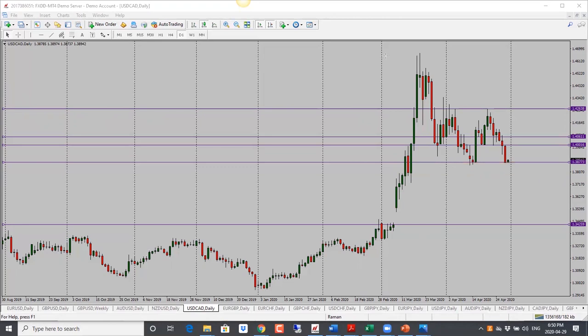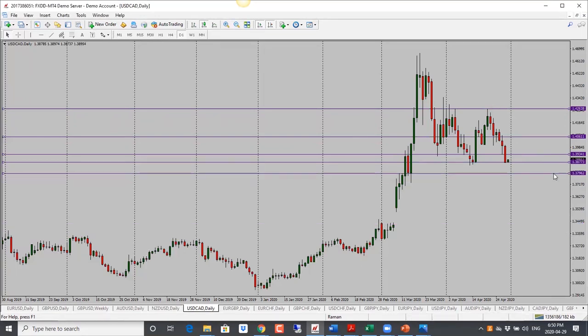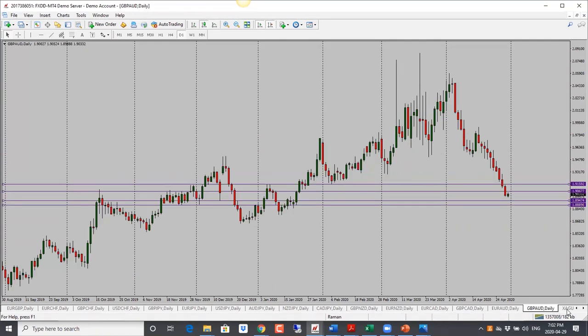But since it is bearish, I would look for a potential pullback into 1.3940 level or 1.3935 level. And if it holds below that, in that case, I would look for a further drop. First target, of course, would be 1.3880, and then below that, we're looking at 1.3800. So bearish bias for dollar CAD.